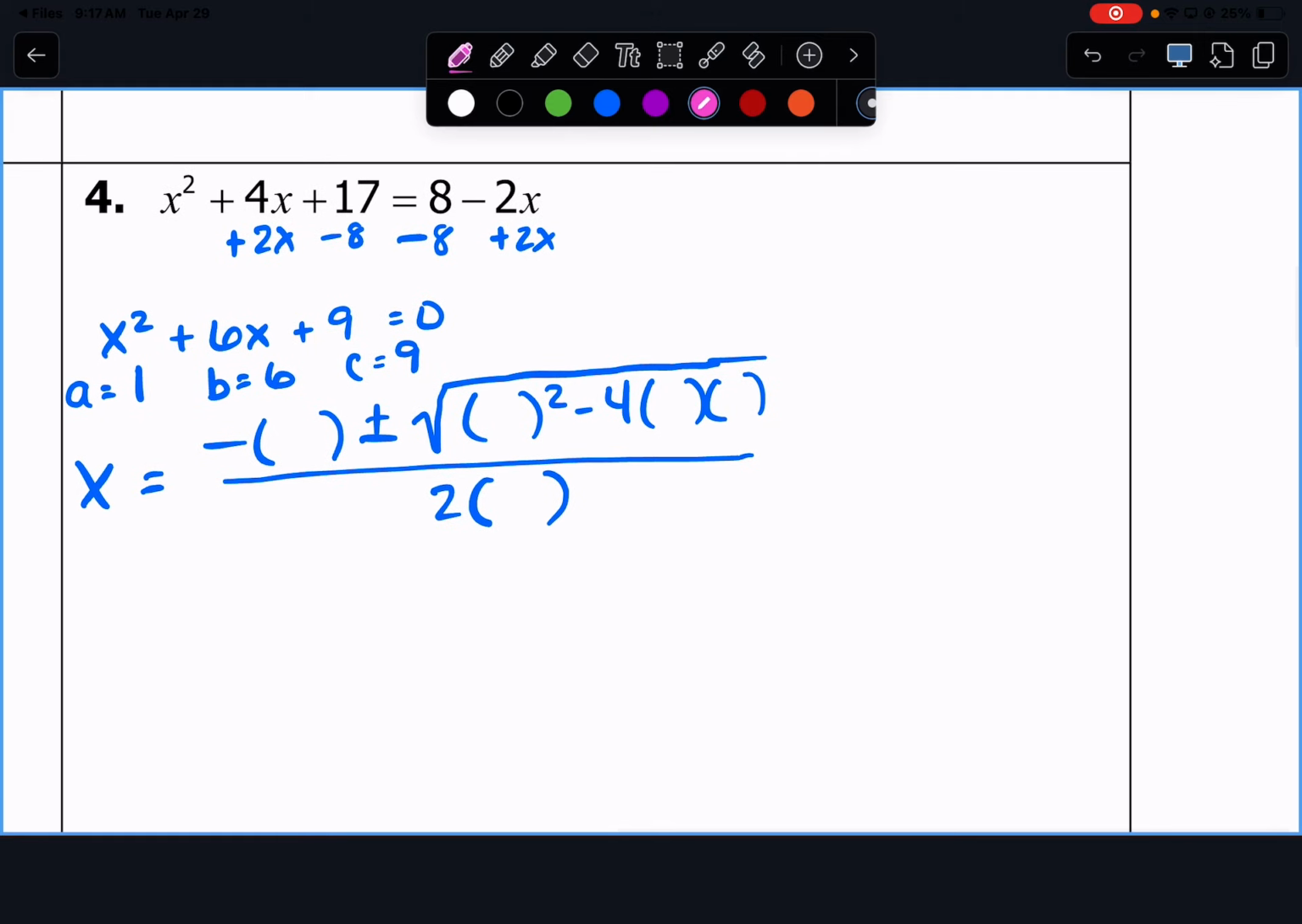So, we are going to plug into the quadratic formula now. So, we have negative 6 plus or minus the square root of 6 squared minus 4 times 1 times 9, all divided by 2 times 1. All right, now we get negative 6 plus or minus the square root of, what is 6 squared? 36. Then we have minus, what is negative 4 times 1? It's negative 4. What is negative 4 times 9? Negative 36.